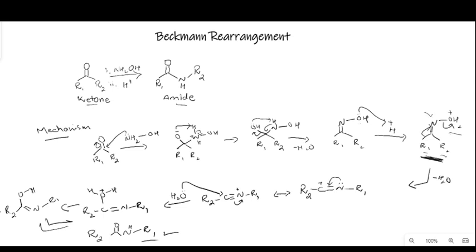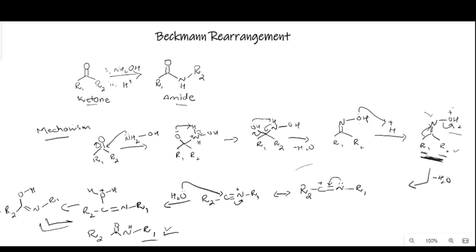For example, in this case, you can see that R1 is on the opposite side of this OH2. R2 is on the same side as the OH2. So R2 doesn't migrate in this case, but R1 does. And you can see in the final product that R1 is not attached to the same carbon as before, but it has migrated or shifted from its original position.